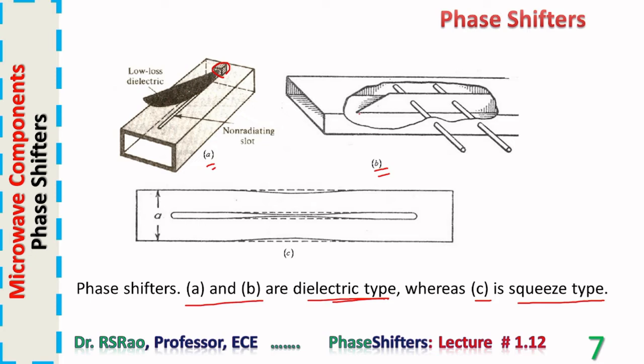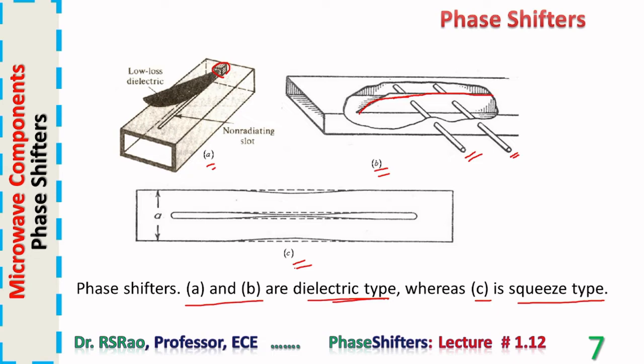In B, the dielectric slab is held in position with the help of two horizontal rods. By pulling and pushing these two rods, it is possible to move the dielectric slab away from the center of the guide or towards the guide, thereby changing the effective dielectric constant, ultimately giving rise to different amounts of phase shift. In C is shown the squeeze type.